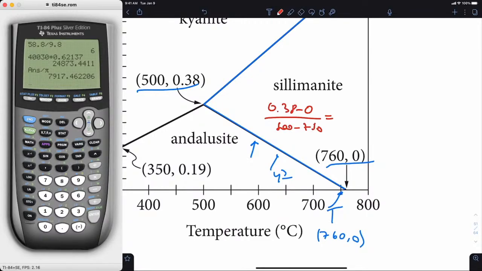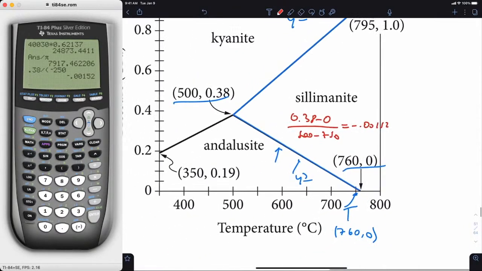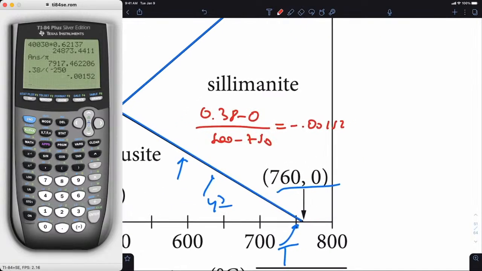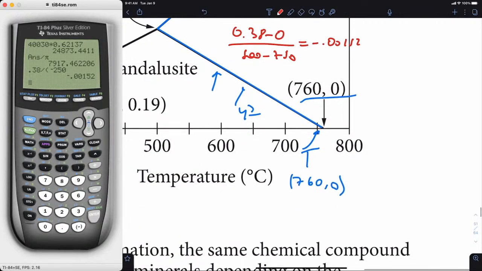So for this line right here, the slope is going to be, let's plug that in, 0.38 divided by negative 250. So it's negative 0.00152. Okay, and then, ooh, this is interesting. Okay, so we know that, and then we can go ahead and fill that into our inequality that we have so far.